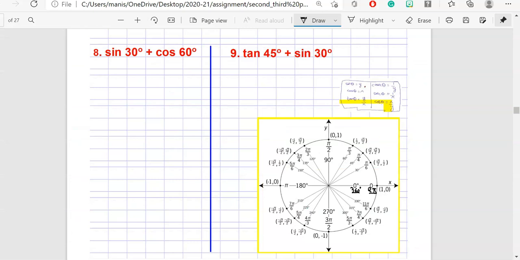Now, in this case, our question says sine 30 degree plus cosine 60 degree. Step number 1, look at this sign. So when I come back to my formula sheet over here, this was the first chart. Sine theta is y, so I will write over here y plus cosine 60 degree. This means what? Cosine. I'm looking at cosine.